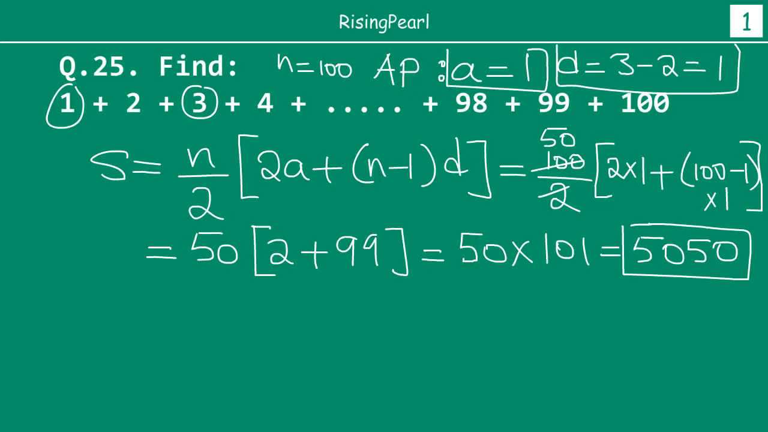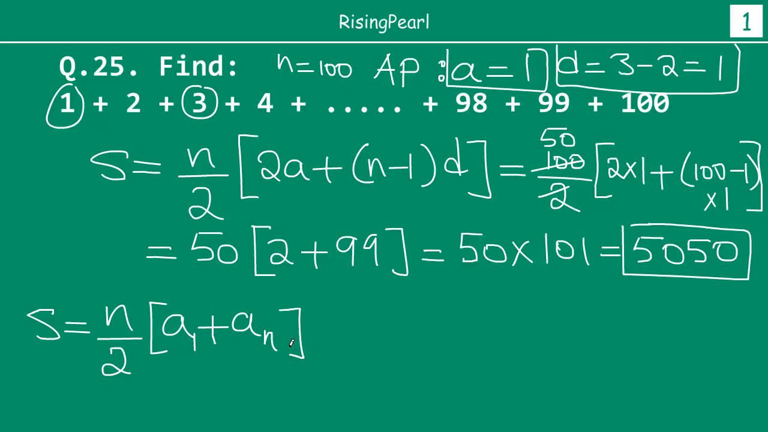And remember, I said there are two ways to solve this. The other way is that this formula can be written as n by 2 times (the first term a plus the nth term, the last term). Because if we split the 2a and write it as a plus a, then a plus (n minus 1) times d is the nth term, and the other a is the first term. So it's the first term plus the nth term.